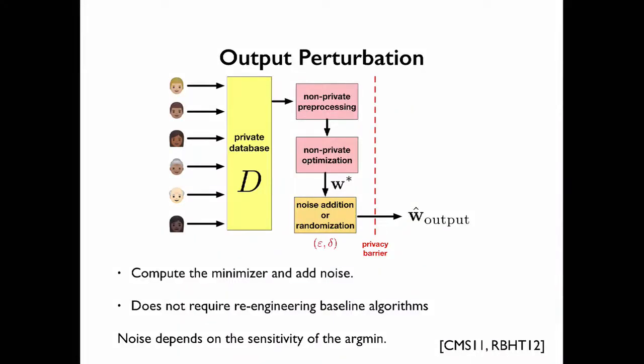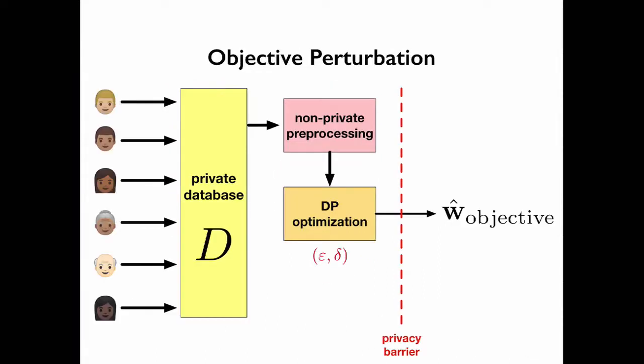For output perturbation, the advantages are that you really don't have to re-engineer anything. You just use all of your standard algorithms that you're using before, but then you have to analyze how much noise you have to add to guarantee differential privacy. So if you can do a little bit of math, then you could be okay, and you don't have to re-engineer anything in your pipeline. And the noise here is going to somehow depend on the sensitivity of this optimization method.